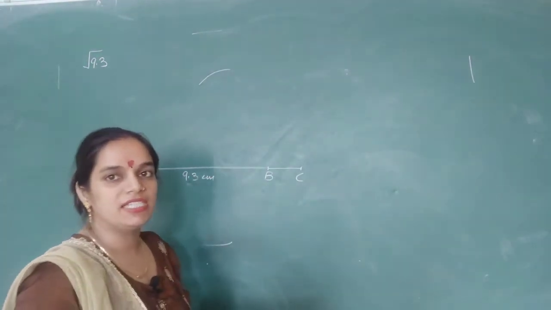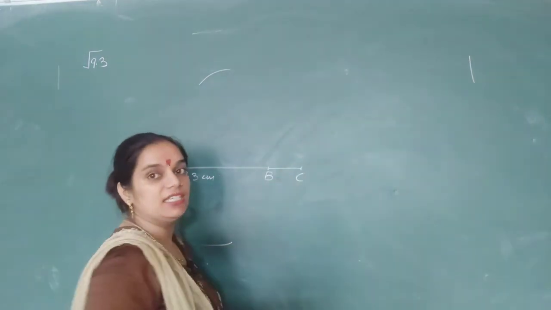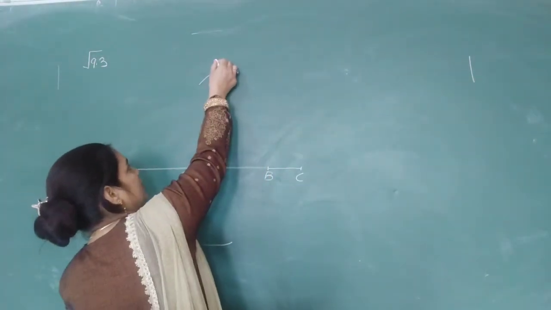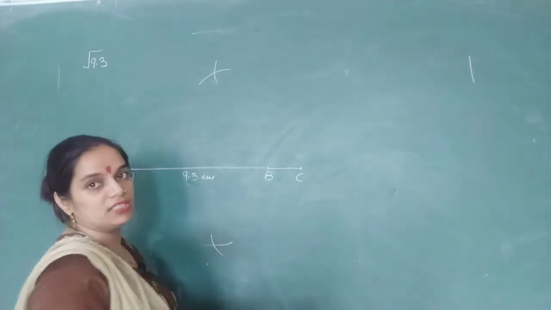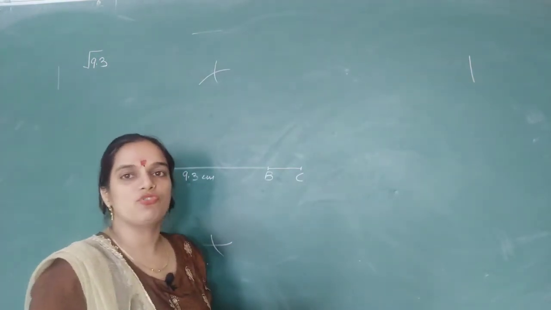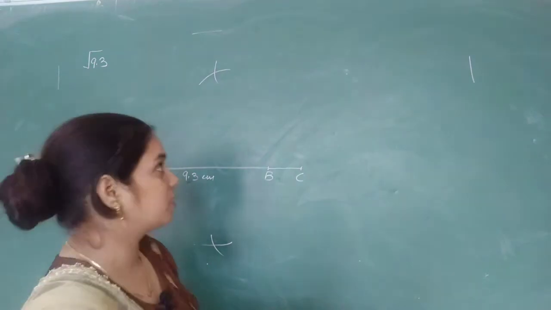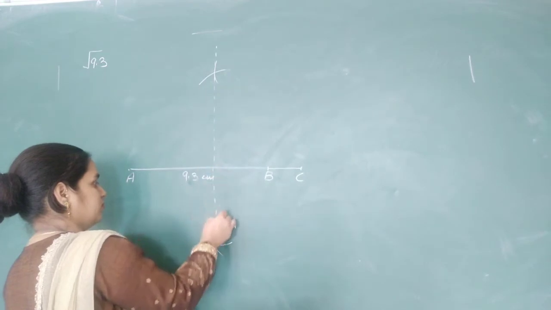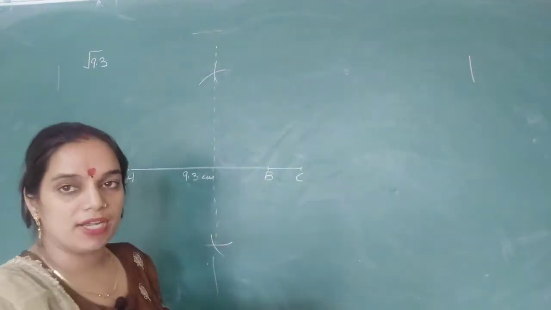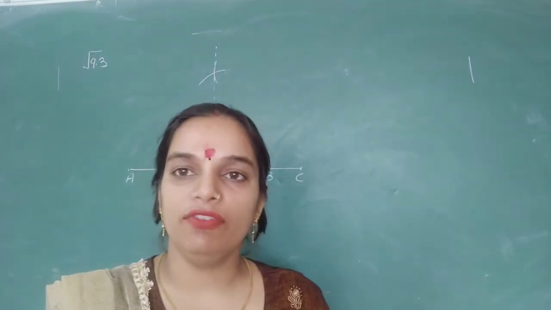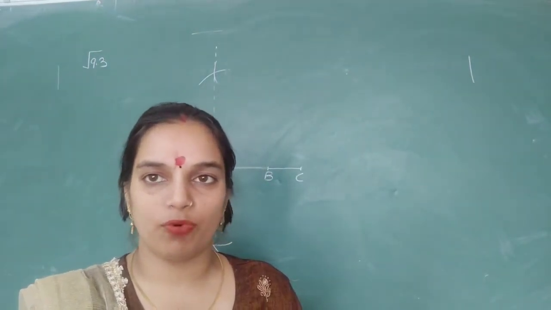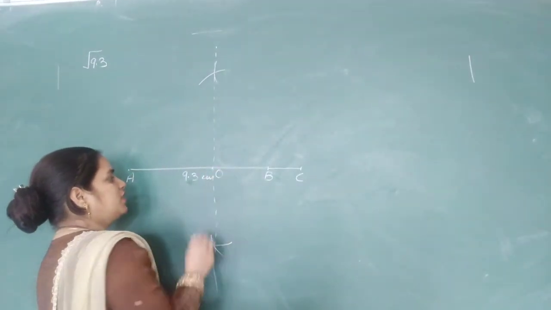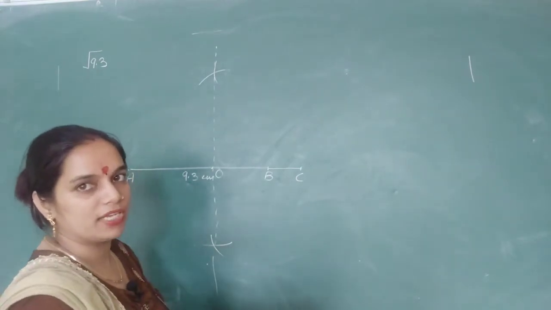Now by taking C as a center, we will draw arcs of the same radius which will intersect the given arcs. Now we will join the intersection points of these arcs, like this. This is the perpendicular bisector of AC and it will divide AC at its midpoint. We will take this point as O.